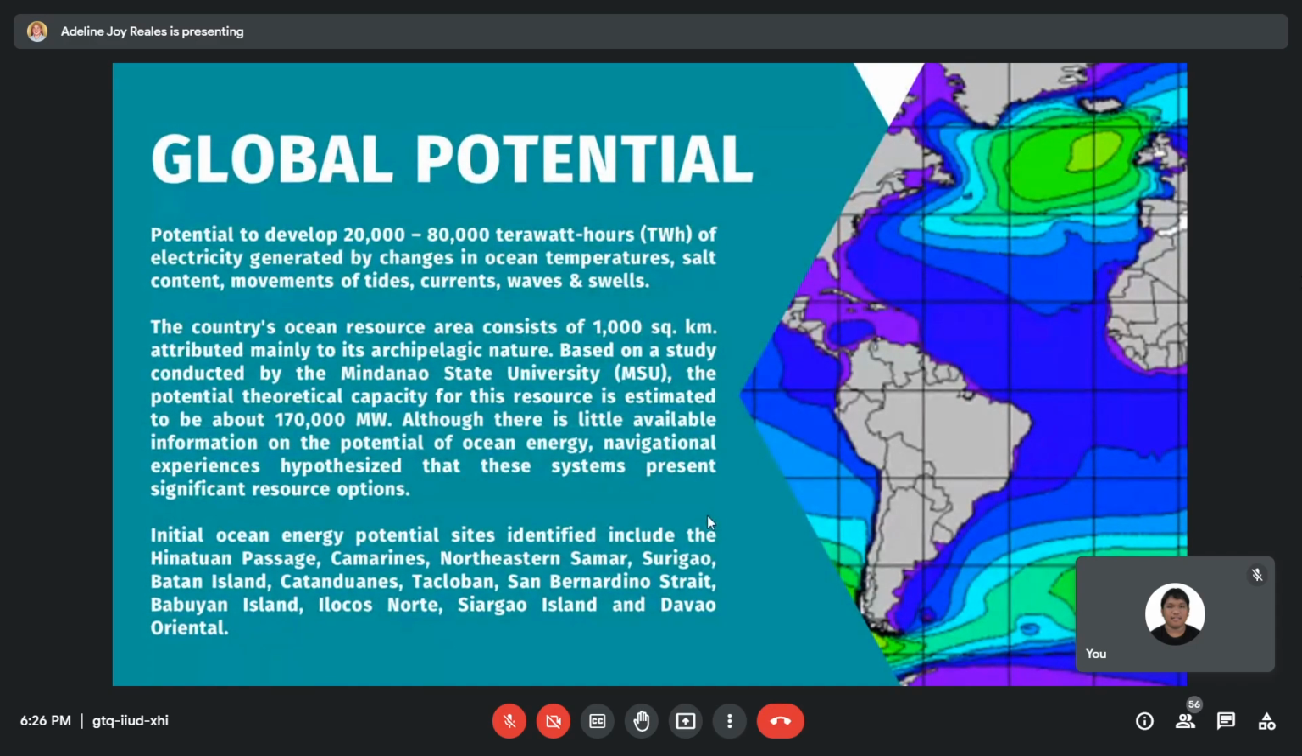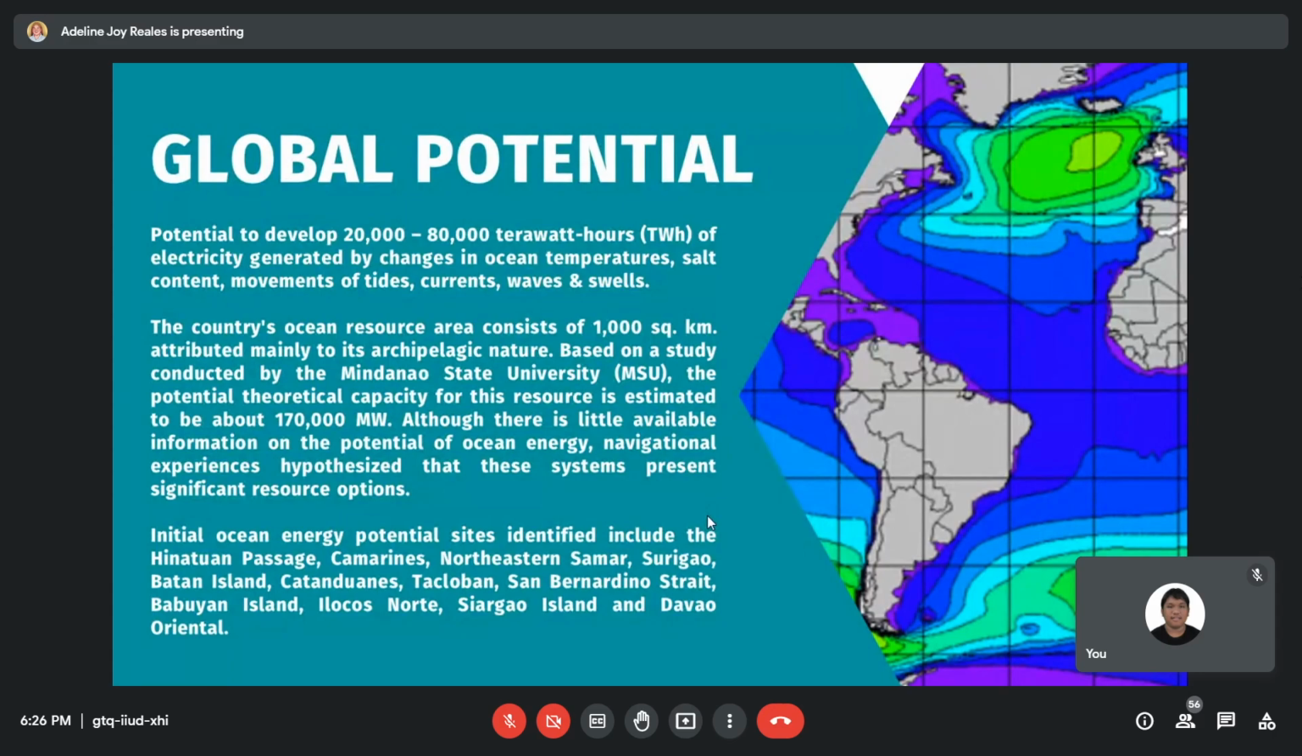Although there is little available information on the potential of ocean energy, navigational experiences hypothesize that these systems present significant resource options. The initial ocean energy potential sites identified in the Philippines include the Hinatuan Passage, Camarines, northeastern Samar, Surigao, Batan Island, Catanduanes, Tacloban, San Bernardino Strait, Babuyan Island, Ilocos Norte, Siargao Island, and Davao Oriental.